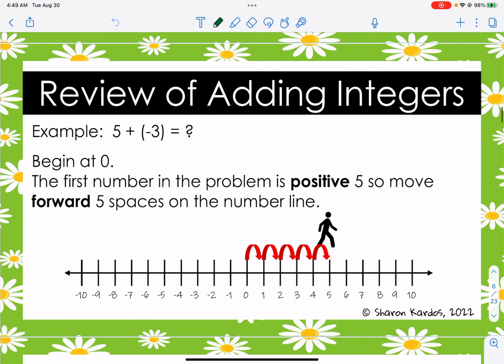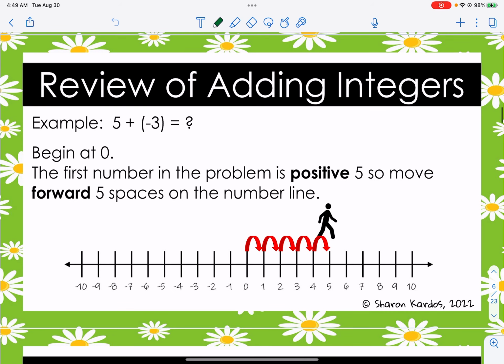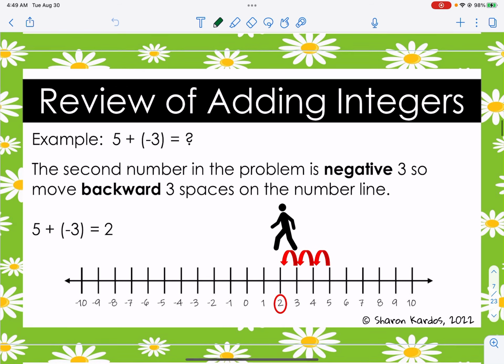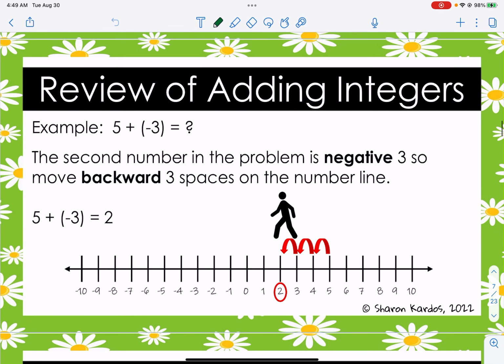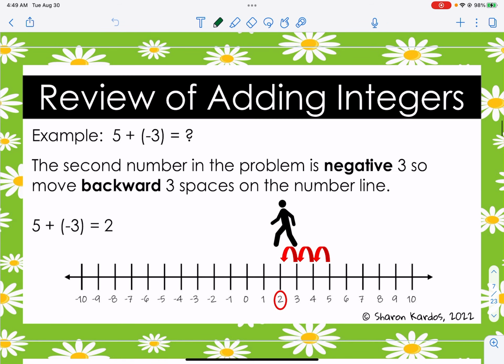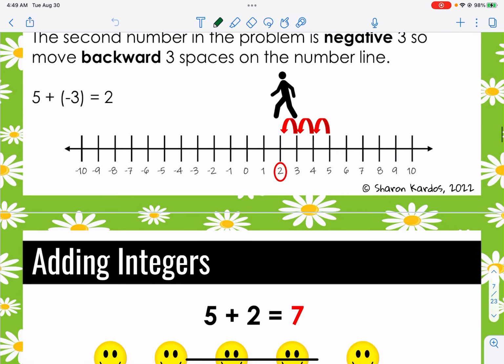So previously we have learned how to add integers, and we learned on a number line to begin with. We said if we start at 0, we always start at 0. And in this example problem, the first number was 5, positive 5, so we moved forward 5 spaces on the number line. And then the second number was negative, so we jumped back 3 spaces because negative would be backwards. And we wound up on a positive 2. So that's how we worked on adding integers.